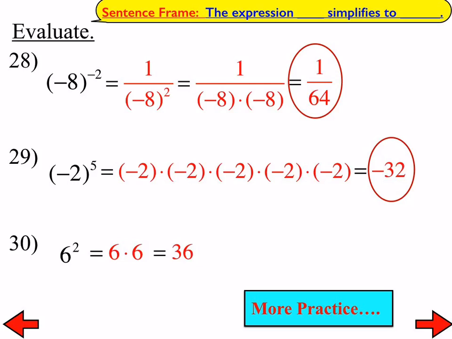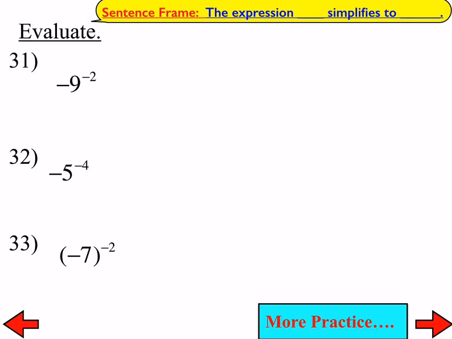Now, before I have you finish the rest on this page of your notes, or this side of your notes, I want to take a look at number 31 together. Anybody have any idea what that simplifies to when we evaluate it? Yeah. Negative 1 over 81. So why is it negative when we have an even exponent? Because it doesn't have a parentheses around it. Around the negative base.